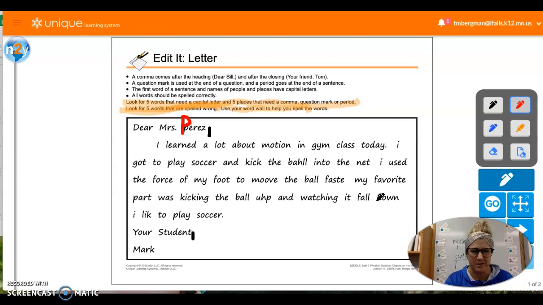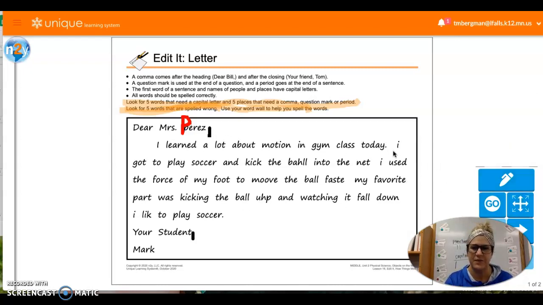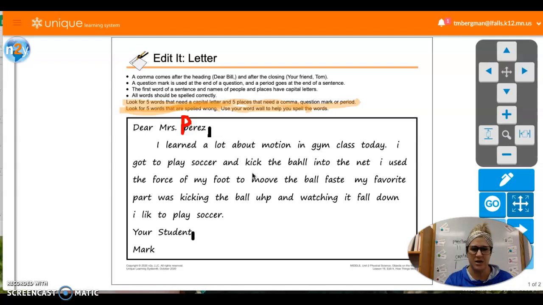So this next part looks a little funny because it doesn't have any punctuation in it. So let's see. I got to play soccer and kick the ball into the net. I used the force of my foot to move the ball fast. My favorite part was kicking the ball up and watching it fall down. I like to play soccer. So I had to read that really fast because it was all one sentence, right? If it was more than one sentence, I would be able to breathe in between and it would make a whole lot more sense. So what do you notice about the first part of this sentence?